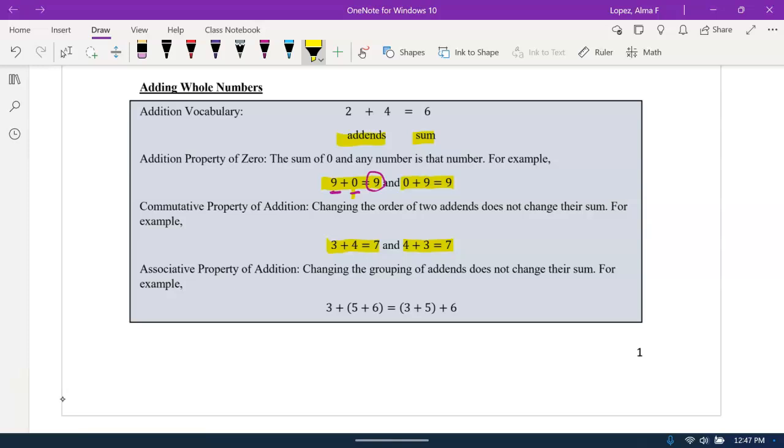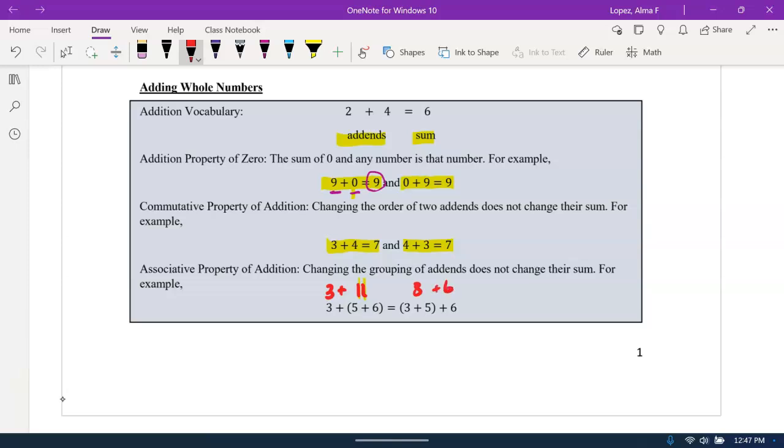Now, the associative property of addition means changing the grouping of addends does not change their sum. So if we have any 3 numbers that are being added together, I usually just add them left to right. But if they're grouped, you need to understand that it doesn't really matter. If the only operation that is occurring is addition, we can add the 5 and 6 together first. 5 plus 6 is 11, plus 3. That would give us 14, wouldn't it? Same thing on the other side. 3 plus 5 is 8. And 8 plus 6 is 14.